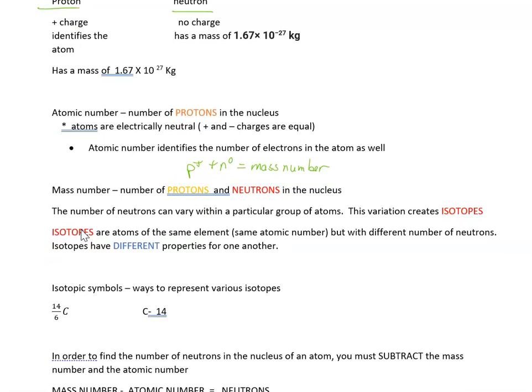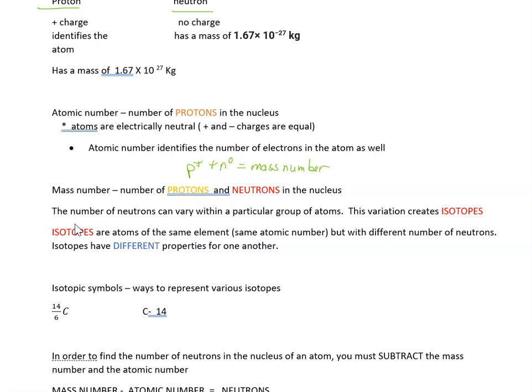Within an atom or a group of atoms, the number of neutrons can vary. So if you have a bunch of carbon atoms, they're not all identical. Within the nucleus of those carbon atoms, some of them will have maybe 6 neutrons, some of them may have 7 neutrons. Those different quantities of neutrons make those particular atoms of carbon behave just a little bit differently and give them different properties.